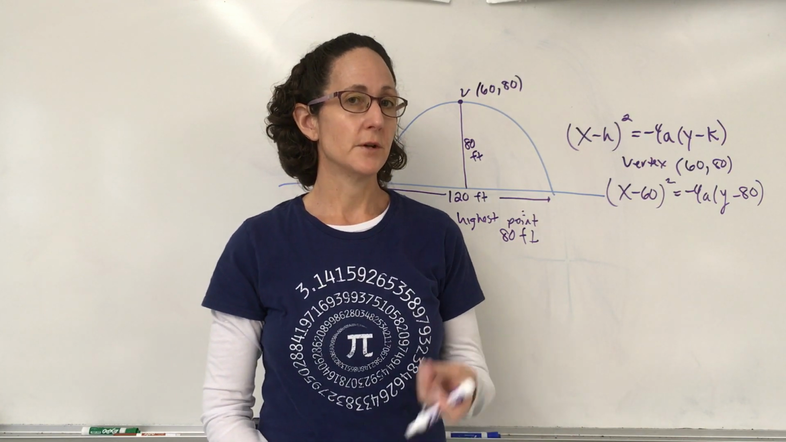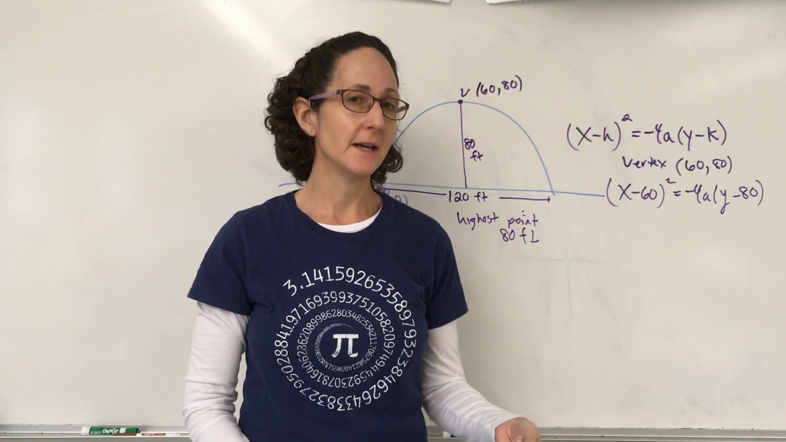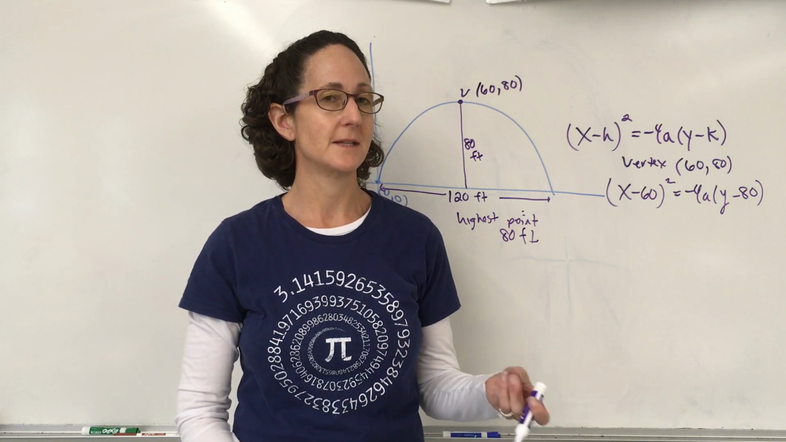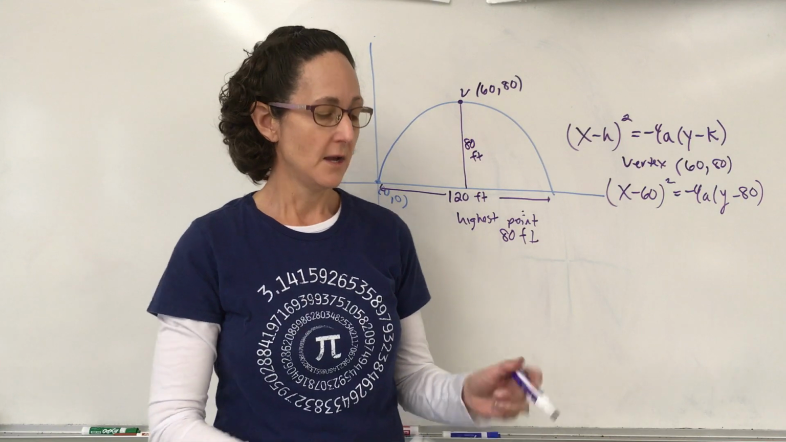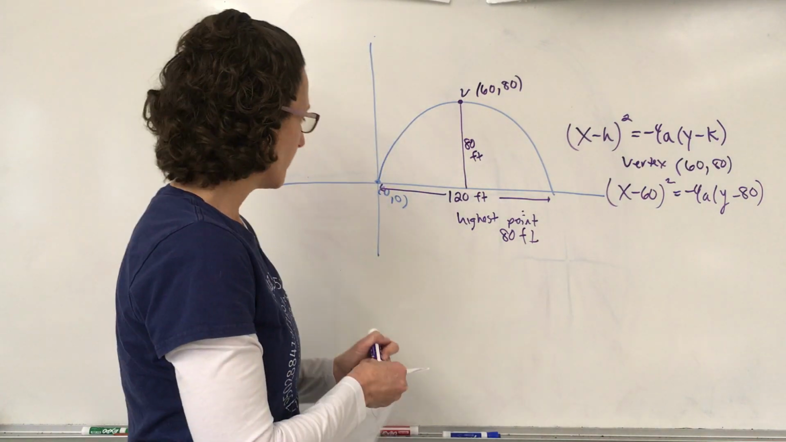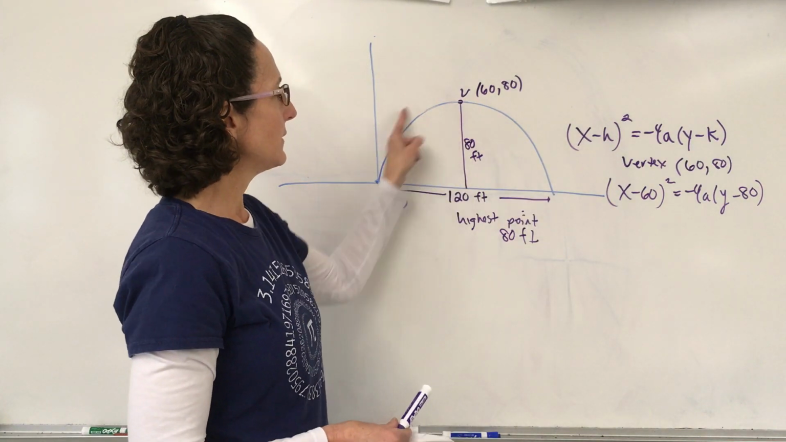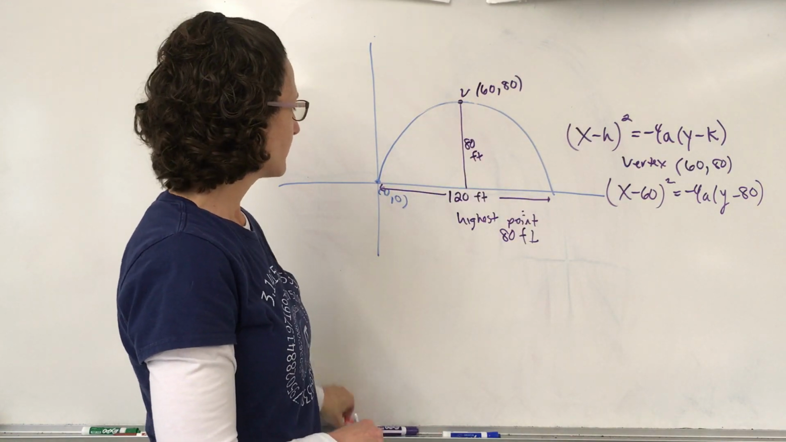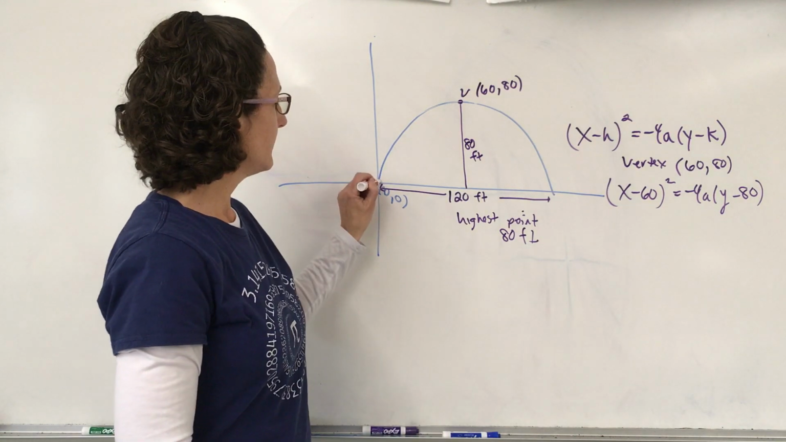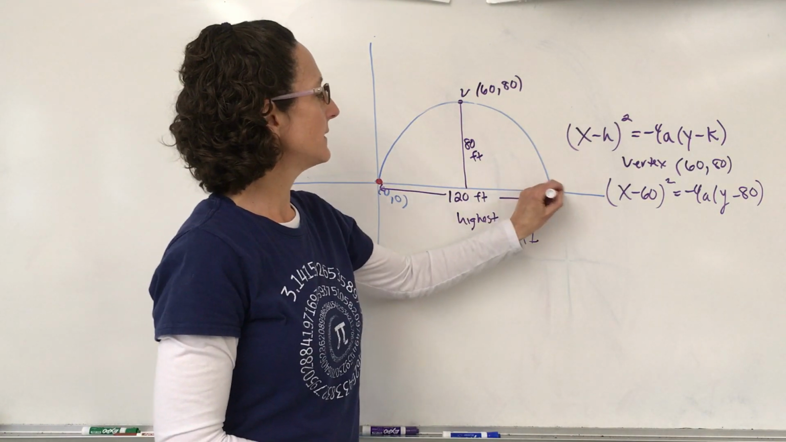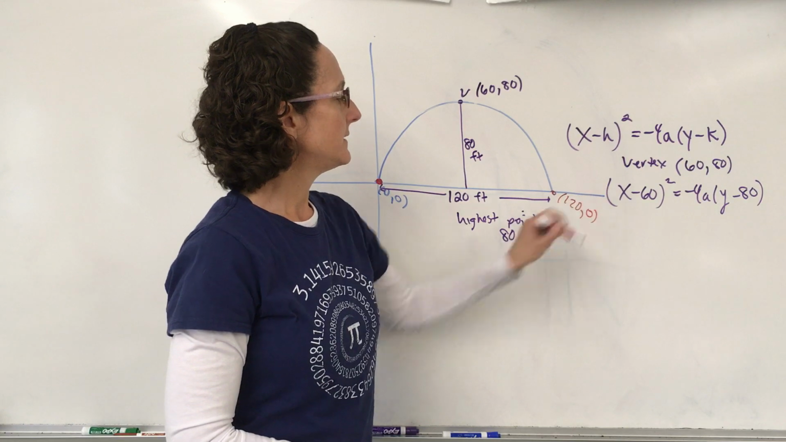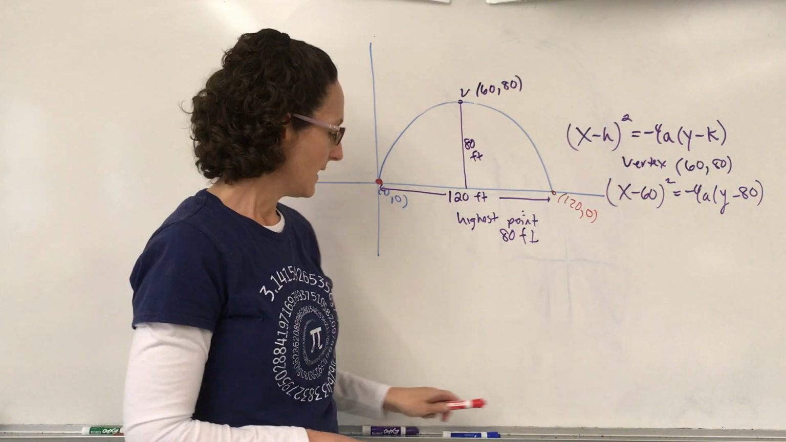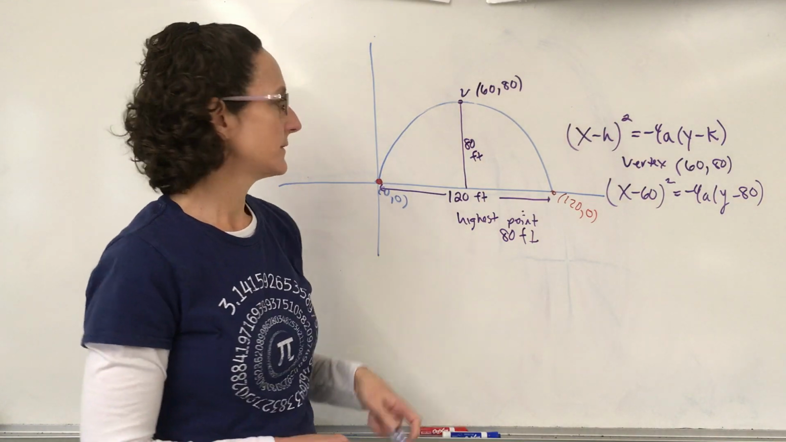So remember, when you don't know a and you want to try to find it, the only way to do that is to plug in a different point that's not the vertex, okay? So what you have to do is go along this parabola and say, what other point do I know besides this one? And this one, you actually happen to know two. This one is (0, 0), and this one is (120, 0). It doesn't matter which one you plug in. I promise you, you'll get the same answer either way, okay? But I'm going to use (0, 0) because it just feels easier.